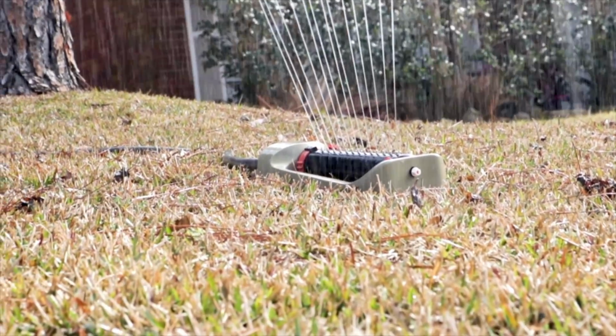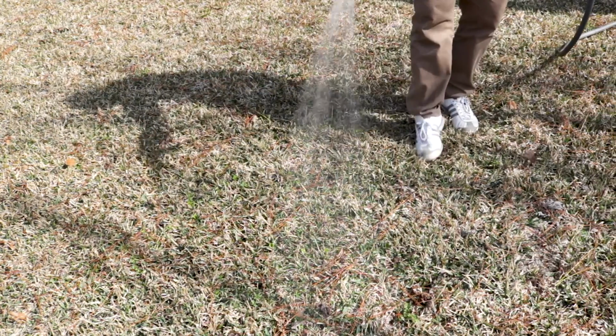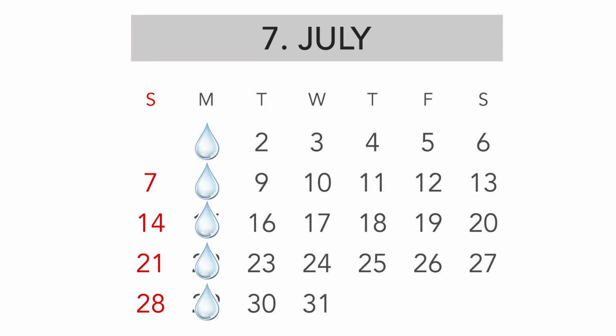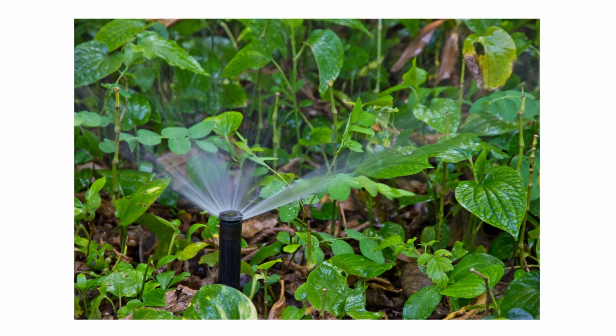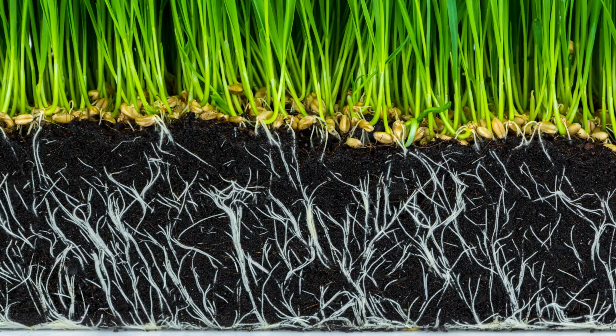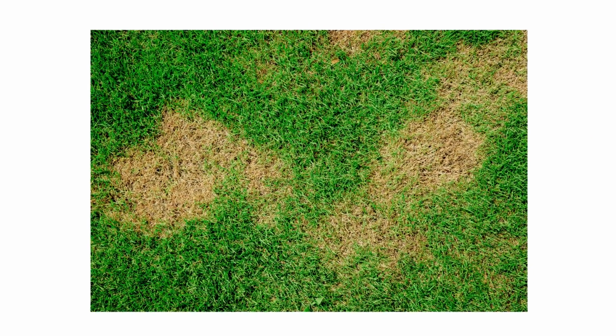Your lawn needs 1 to 1.5 inches of water every week, whether that's through rainfall or irrigation. Water your lawn once a week on the same day every morning. It's better to water your grass deeply once a week than to do it a little every day. Deep watering will encourage stronger roots, whereas shallow watering will create a weaker root system that's more susceptible to disease.